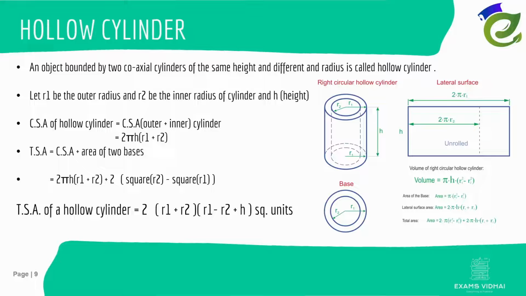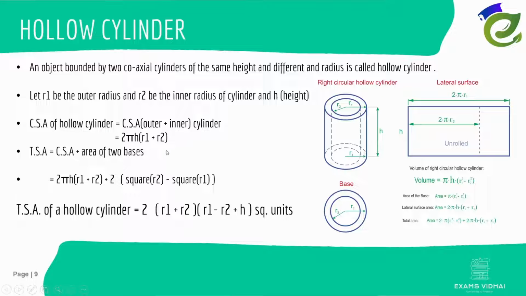Curved surface area of the hollow cylinder equals the curved surface area of the outer plus the inner. As there is a hollow, as there is a gap, we need to cover both the curved surfaces. We know that one curved surface of a cylinder of radius r is 2 pi r h. So for both, 2 pi r1 h plus 2 pi r2 h. If we take 2 pi h common, as h is common, we get 2 pi h of r1 plus r2.